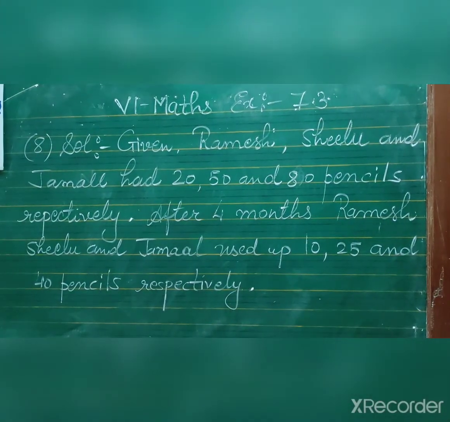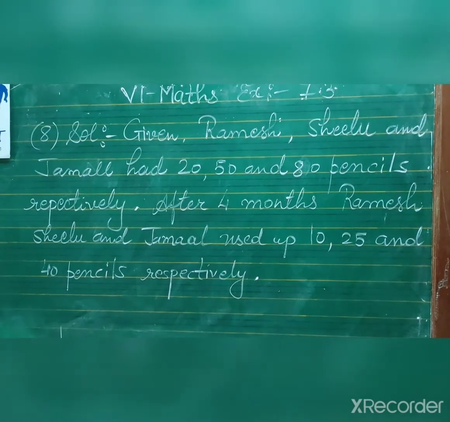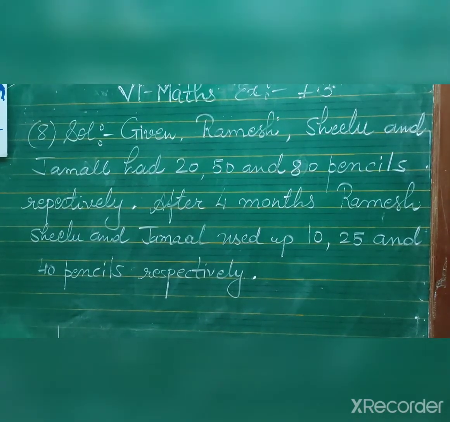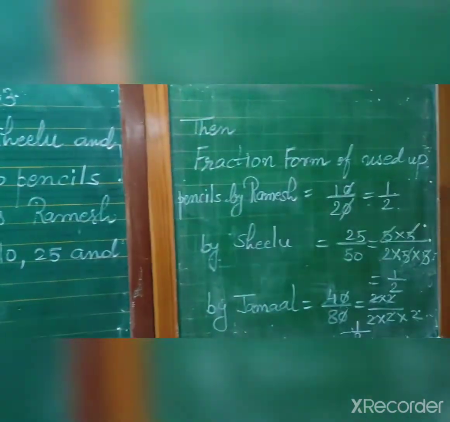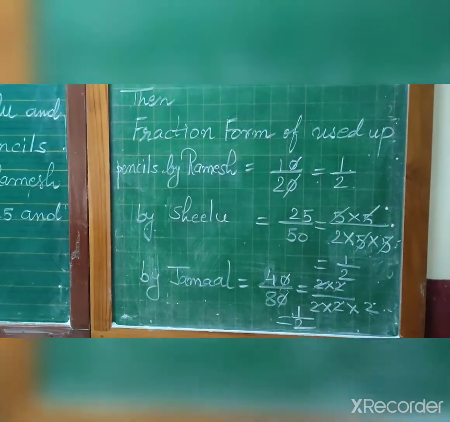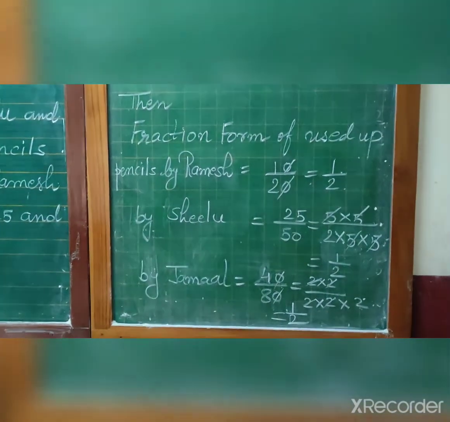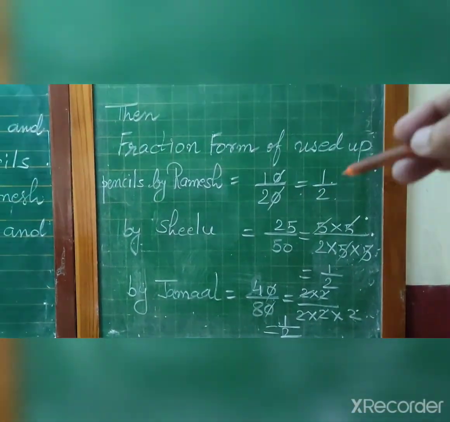Given Ramesh, Sheelu and Jamal had 20, 50 and 80 pencils respectively. After 4 months, Ramesh, Sheelu and Jamal used up 10, 25 and 40 pencils respectively. It's given. Now fraction form. Out of 20, 10 pencils used by Ramesh. So in fraction form, 0 cancels by 0, so 1 upon 2.